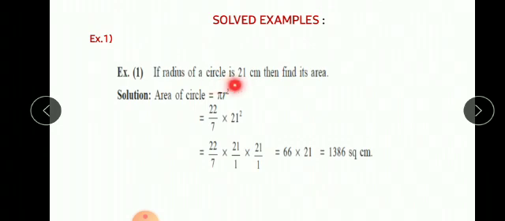First, if radius of a circle is 21 centimeter, then find its area. Area of circle is what? Just now we have seen the formula, pi r square. What is the value of pi? We naturally take pi as 22 upon 7 into r square. Radius of circle is given as 21, so 21 square. So what will we write? 22 upon 7 into 21 square means 21 upon 1 into 21 upon 1. So after cancellation we will get 66 into 21. So what is the answer? 1386 square centimeter. So this is the area of a circle.